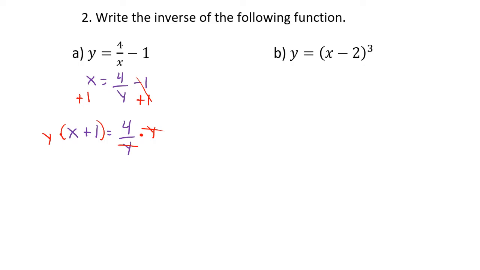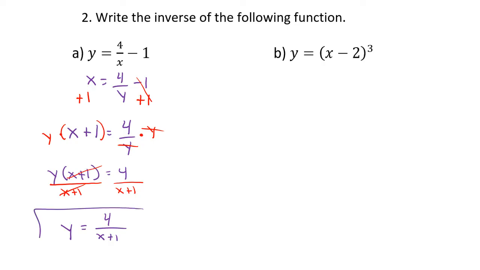So now I have y times x plus 1 equals 4. I want to get y by itself, but I unfortunately put it next to an x plus 1. So I have to get rid of that x plus 1 by dividing by x plus 1. So now I'm going to have y equals 4 over x plus 1. And I have my inverse.